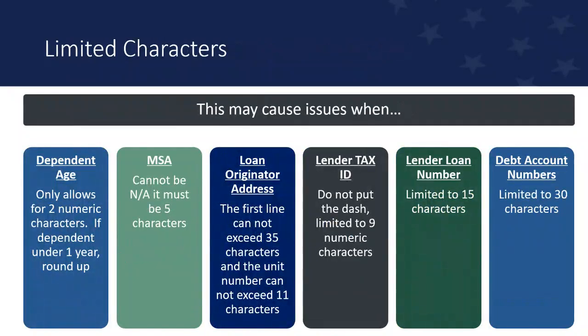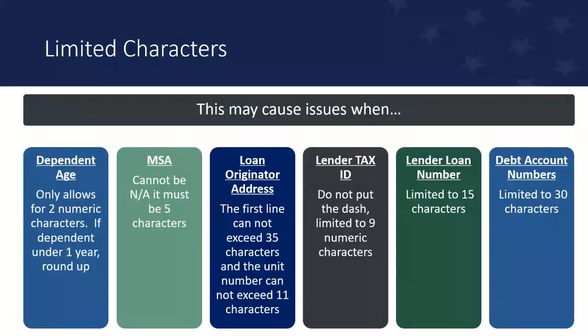There are also character limitations to be aware of with GUS, which can cause an XML import failure. The dependent age must be listed as numeric and is limited to 2 characters. If the dependent is less than 1 year old, then you're going to round up to 1 year old. The MSA must be 5 characters. NA will cause an error.